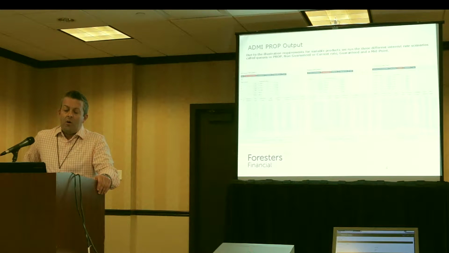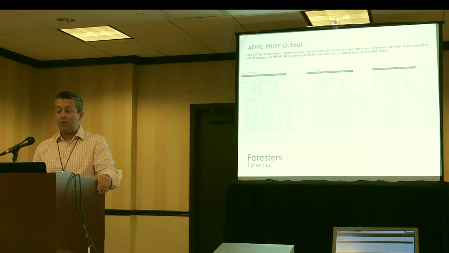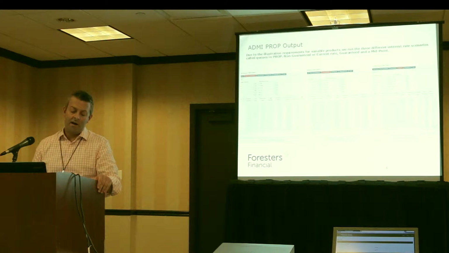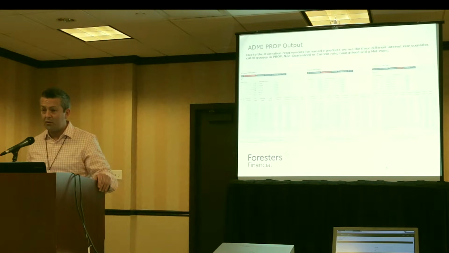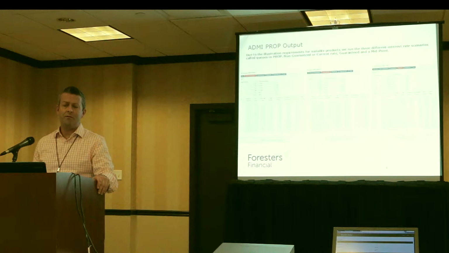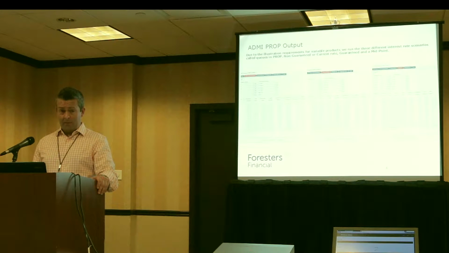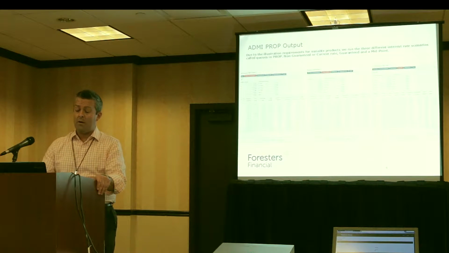As far as that's concerned, we have this output that's generated out of ADMI. Again, when you look at this, it just looks like a bunch of numbers, obviously. But due to the illustration requirements for variable products, we run 3 different interest rate scenarios, or Qs in prop: a non-guaranteed, a current rate, and then a guaranteed rate in the midpoint, actually. For those of you who are familiar with illustration laws, we had to provide certain midpoints as well, which proved to be a little bit difficult and challenging for us in this process over a 4 or 5 month period while we were working on the illustrations.